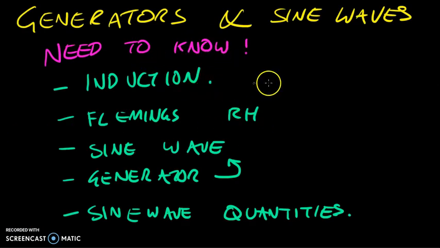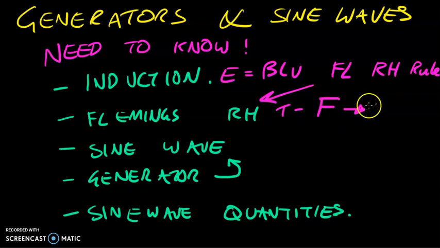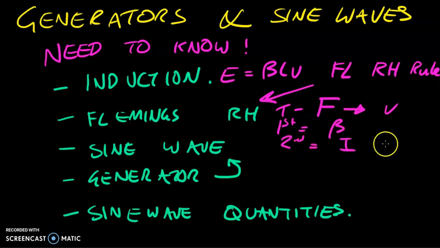So let's go back to our beginning. You need to know about induction. Induction: E equals BLV, and you use Fleming's right hand rule. So with Fleming's right hand rule, the thumb is our force, the direction, velocity. The first finger is our magnetic field. Our second finger is the induced current flow.